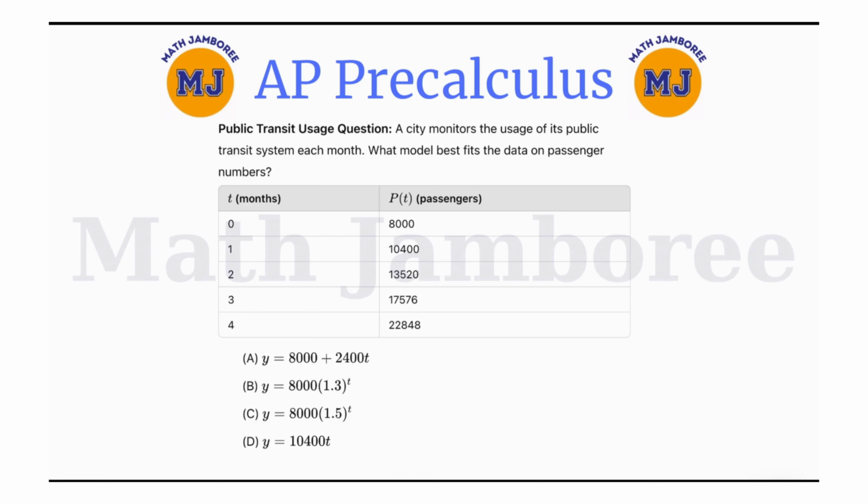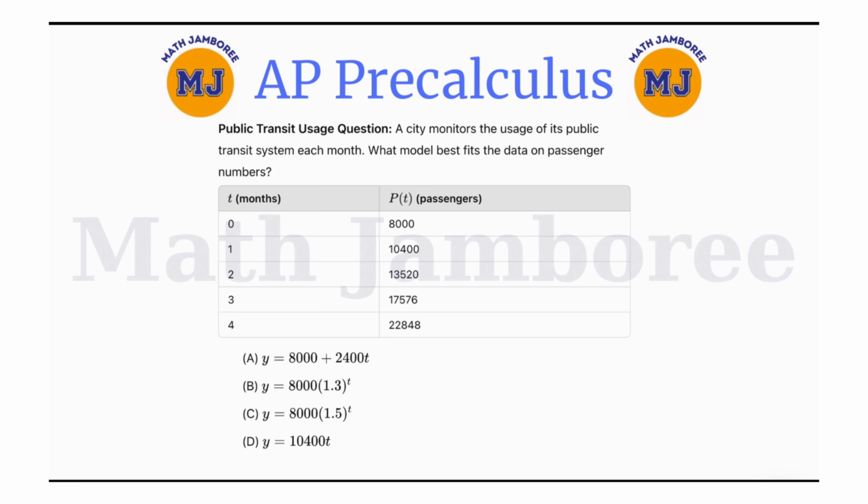In this video, we have another AP Precalculus type of question from the topic of exponential function context and data modeling. Let's solve it together. A city monitors the usage of its public transit system each month. What model best fits the data on passengers' numbers?